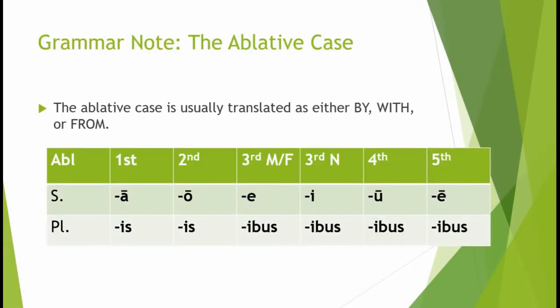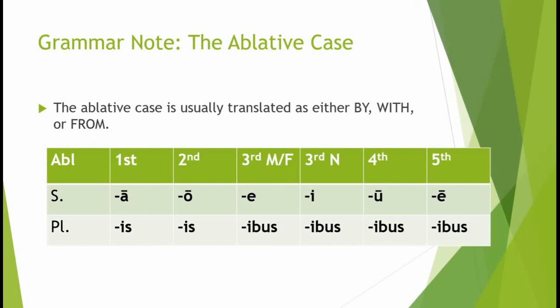So, I implore you to write this down so that you've got your own copy of it. The ablative case is usually translated as either by, with, or from. Okay? Three translations to remember there for the ablative. The easiest thing for you to do is remember those three, and when you encounter a sentence that's got the ablative in it, you pick the one that fits it best.